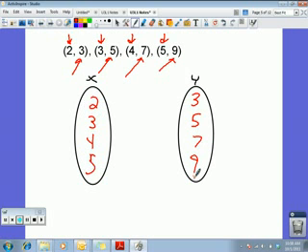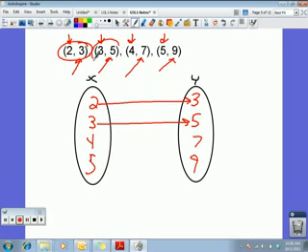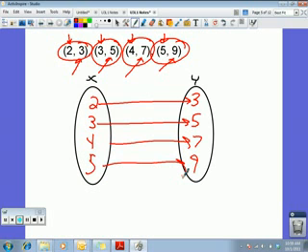So I look at 2. So I'm looking at this one here. And I see it goes to 3. So it goes over here. 3 goes to 5. So I say 3 goes to 5. That comes from this coordinate. And this one I see 4 goes to 7. So I'll go 4 to 7. And in this one I see 5 goes to 9. So that's just what a mapping is.